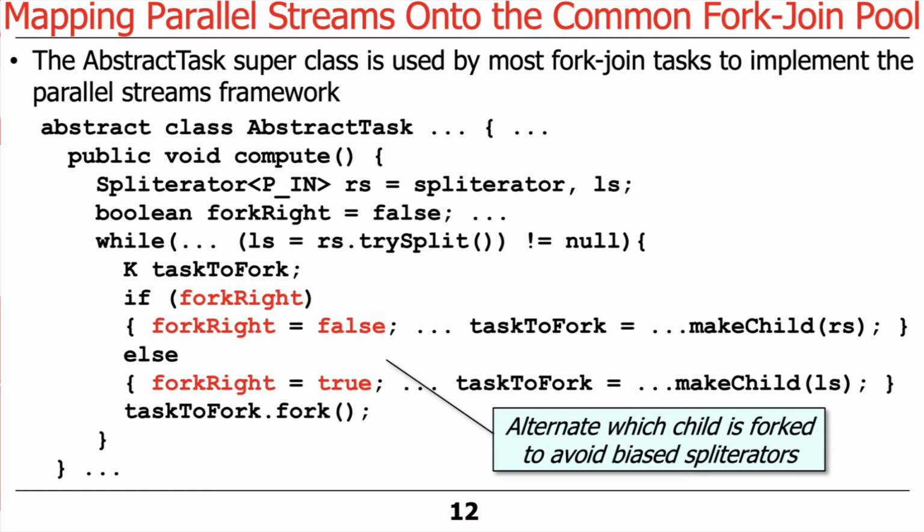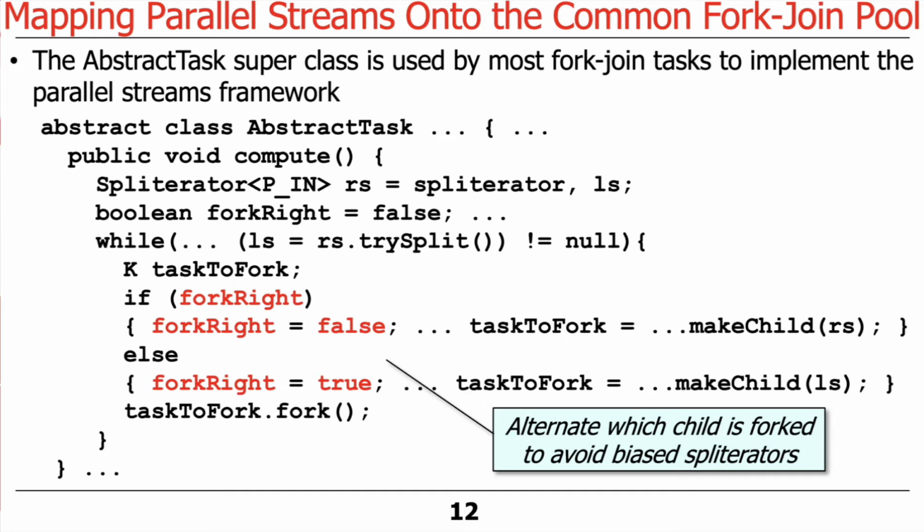And what we're going to do here is keep track of whether we forked the right-hand side or the left-hand side the last time. And as you can see in the comment, it says we're going to alternate which child is forked to avoid biased splitterators. So if things don't split evenly, we don't want to always fork on the left side because we'll end up with a linear linked list of splits. We want to try to balance things out as much as we can. That's sort of an implementation detail just to try to be clever.